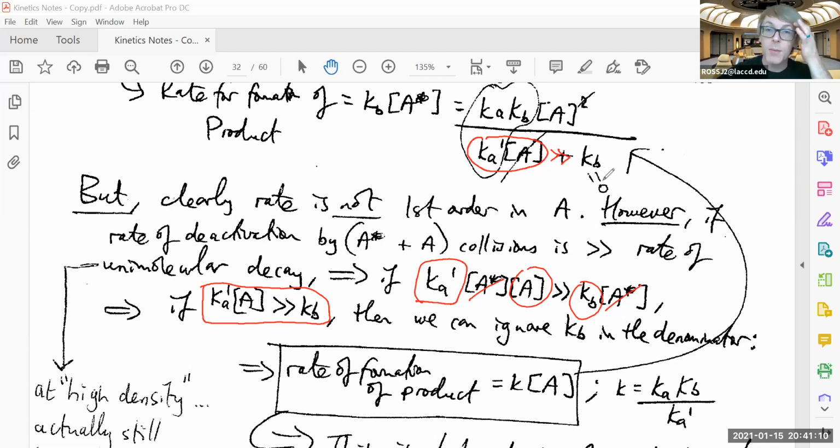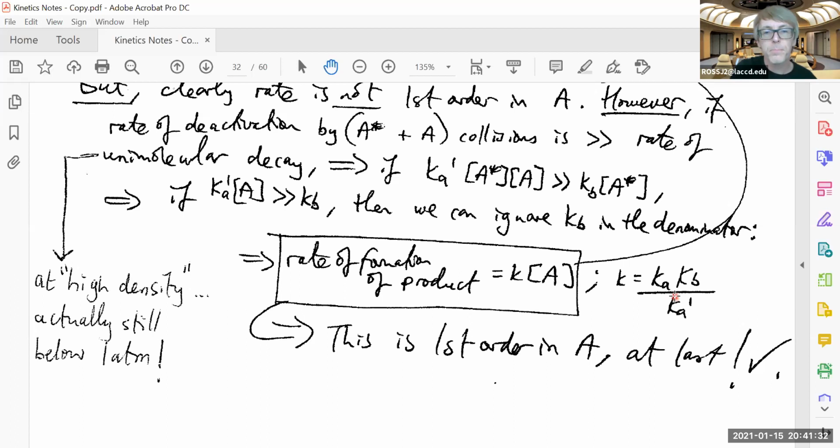Okay, if Kb is 0, we've cracked it, because everything else disappears and we're just left with a rate constant and a single A in the numerator. So that was what was proposed and accepted by Lindemann and then developed by Hinshelwood. And we know it today as the Lindemann-Hinshelwood mechanism. So at last, it's first order in A. Huzzah.